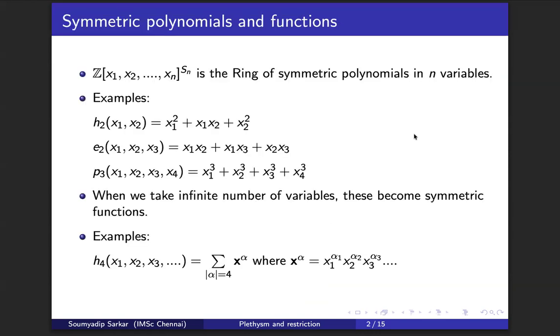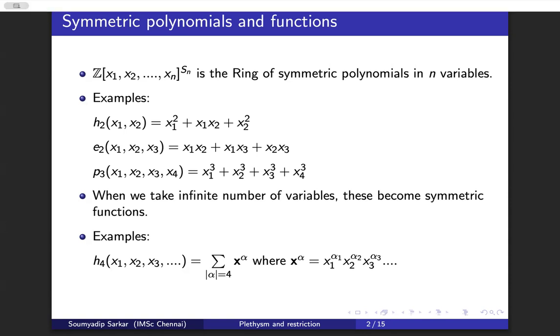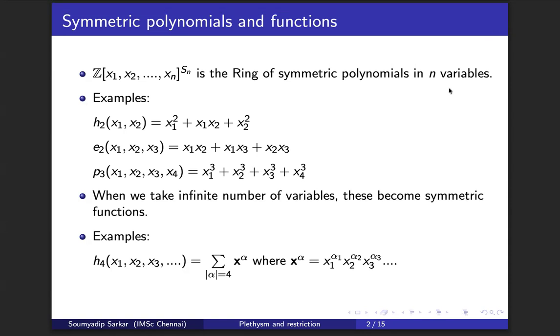First of all, I'll start with symmetric polynomials and functions. So what are symmetric polynomials? You take polynomials in n variables and look at only those polynomials which are invariant under any permutations. In this talk, I will only restrict myself to integers. So Z[x1, x2, ..., xn] and the Sn invariants of that are the symmetric polynomials in n variables.